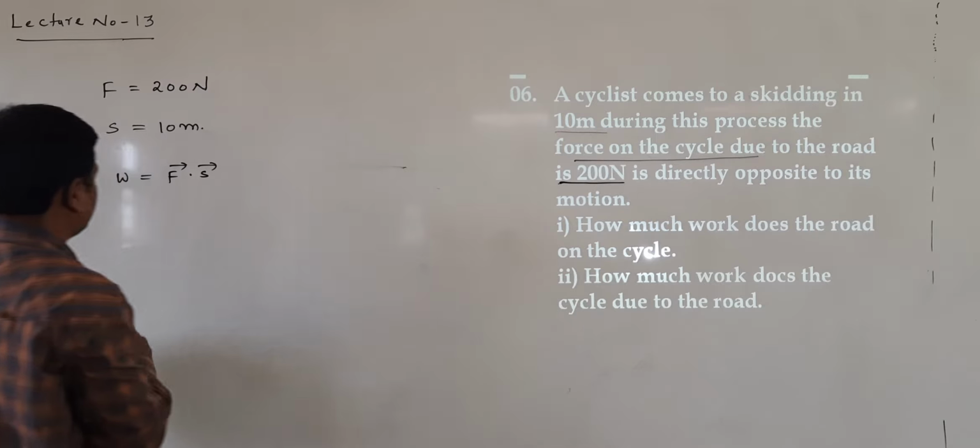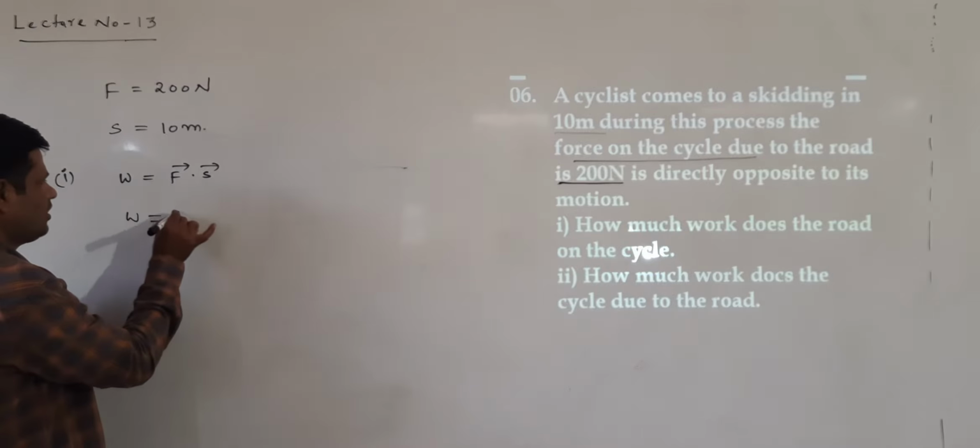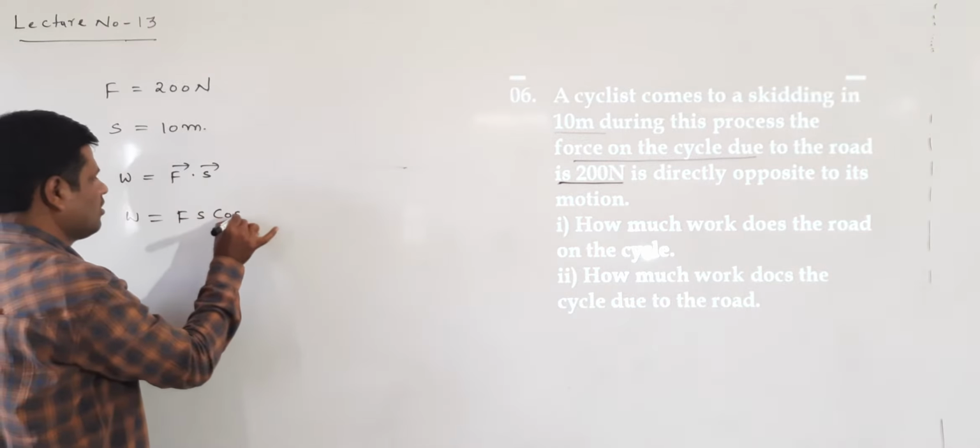So what do I write here? W is equal to F s cos 180 degrees. Now work done is equal to force, which is 200, displacement is 10, and cos 180 value is equal to -1. Now work done W is equal to minus 2000 joules. This is the answer. This is our first answer. Next one is the second one.